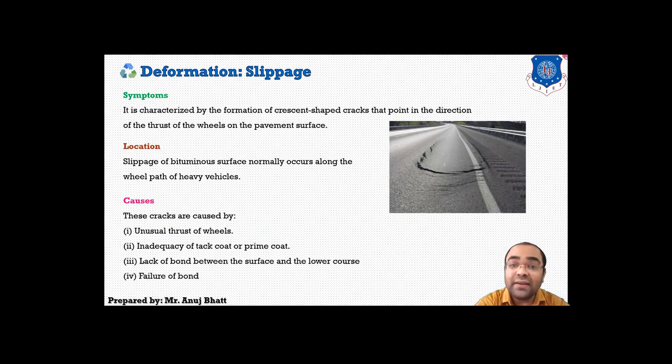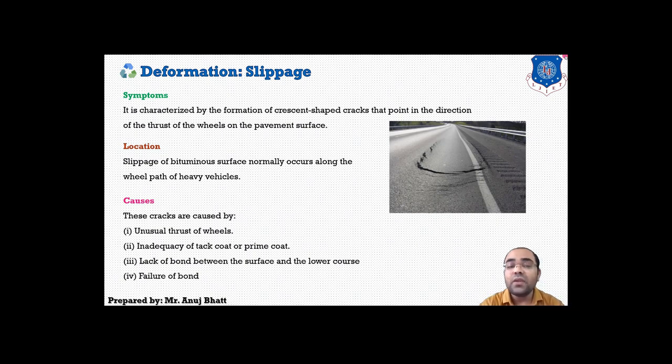This does not mean that the cracks invariably point in the direction the traffic is going. For example, if brakes are applied on a vehicle going down a hill, the thrust of the wheel will be pointing uphill. The cracks in this case will therefore point uphill.